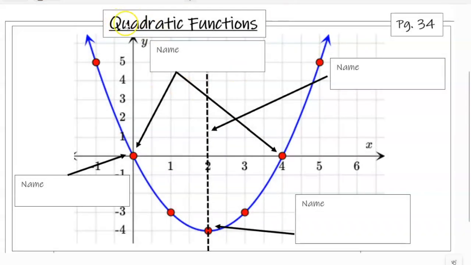All right, guys, we're going to take a look at an introduction to quadratic functions. So a quadratic function looks like this. It's either a U or it could be upside down as an N. So a U or an N. So let's go over a couple of things.